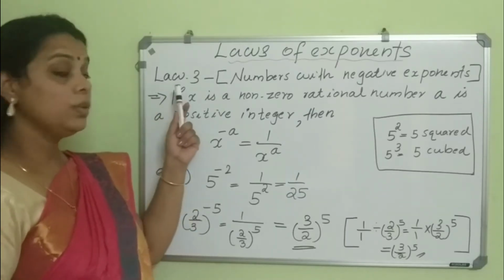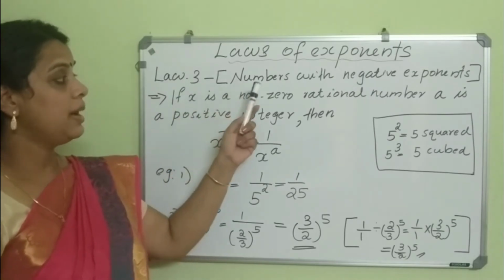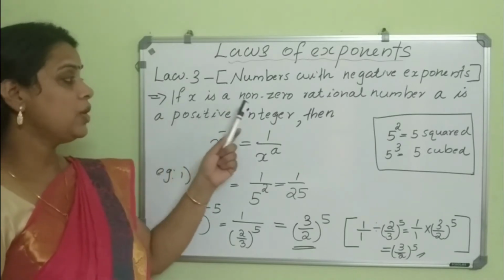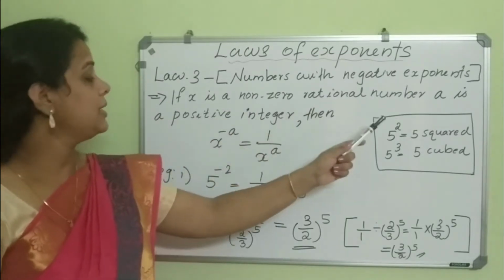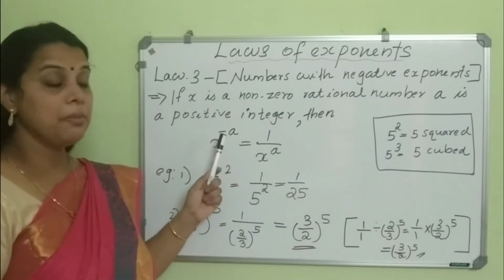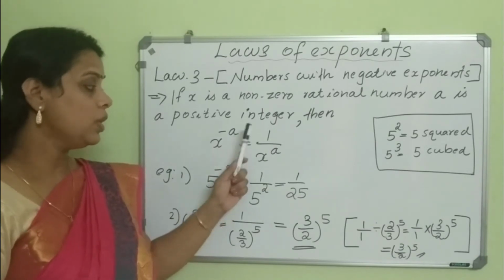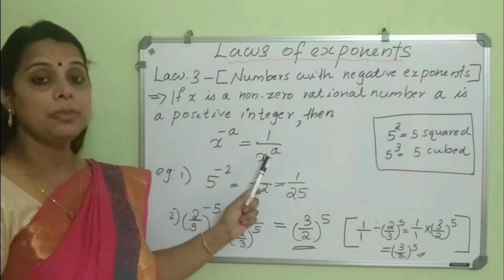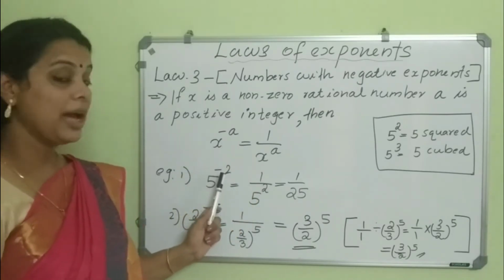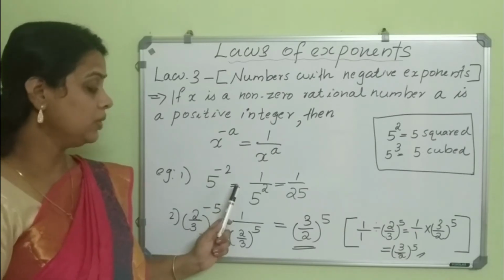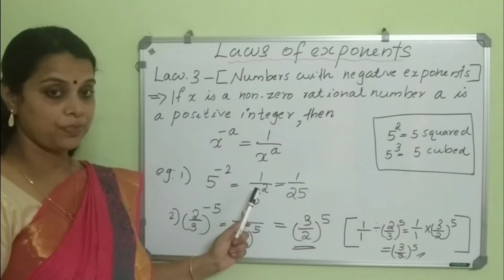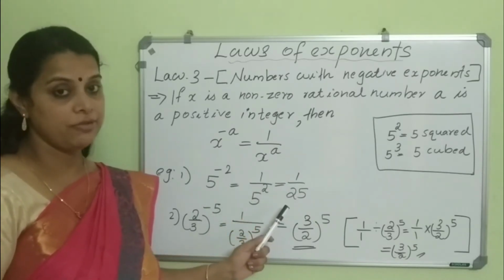Next is law 3. That is numbers with negative exponents. If x is a non-zero rational number and a is a positive integer, then x raised to the power minus a is equal to 1 by x raised to the power a. For example, 5 raised to minus 2. Using this law we can write 1 by 5 raised to 2. That is 1 by 25.